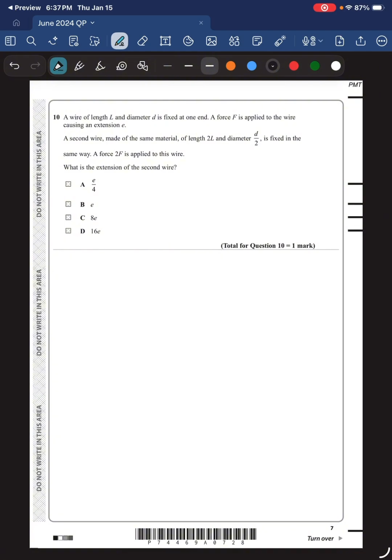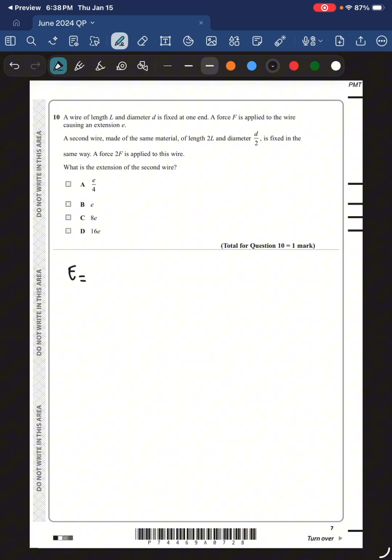A wire of length L and diameter D is fixed at one end. A force F is applied to the wire, causing an extension E. A second wire made of the same material of length L and diameter D over 2 is fixed in the same way. A force 2F is applied to this wire. What is the extension of the second wire? Okay, so we have to use several equations.